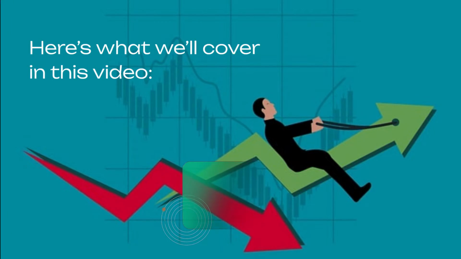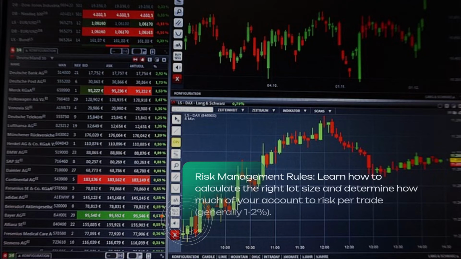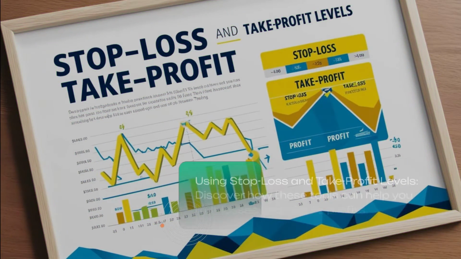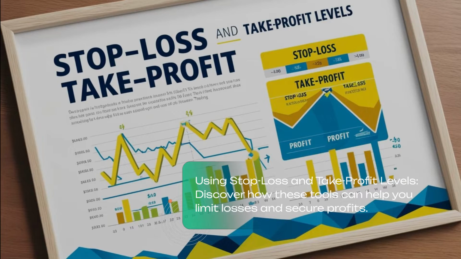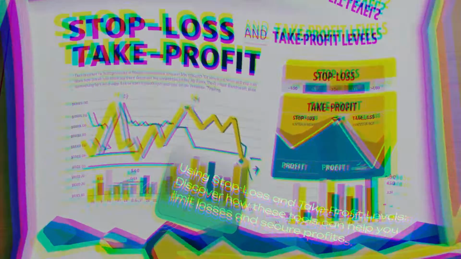Here's what we'll cover in this video. Risk management rules. Learn how to calculate the right lot size and determine how much of your account to risk per trade, generally 1 to 2%. Using stop loss and take profit levels. Discover how these tools can help you limit losses and secure profits.